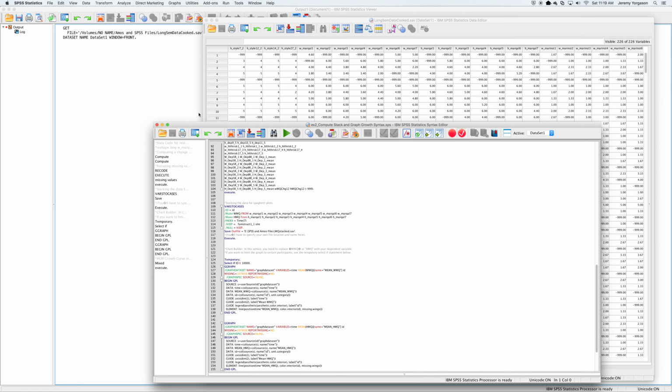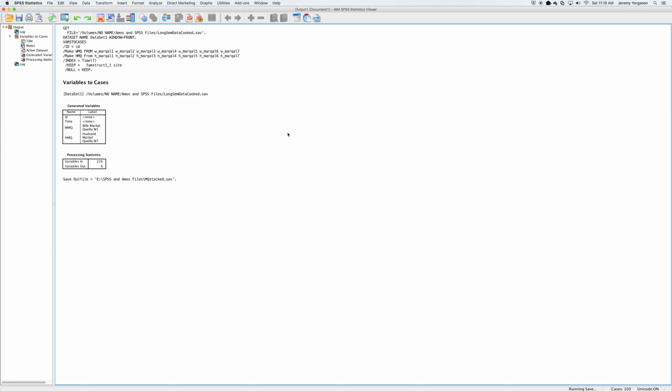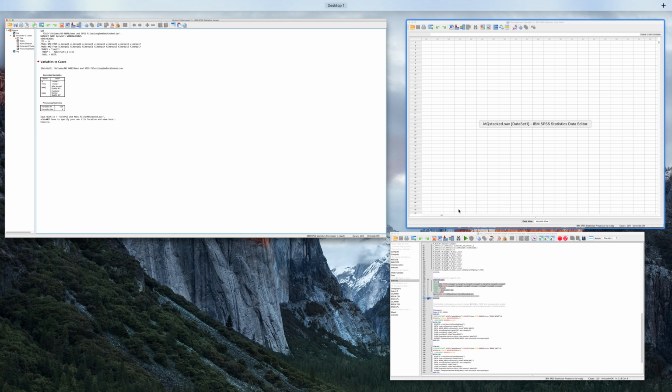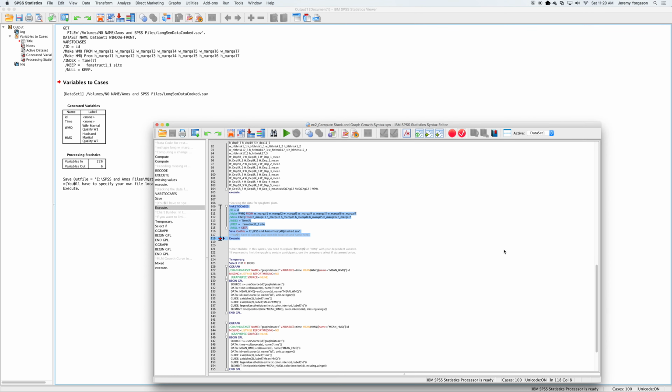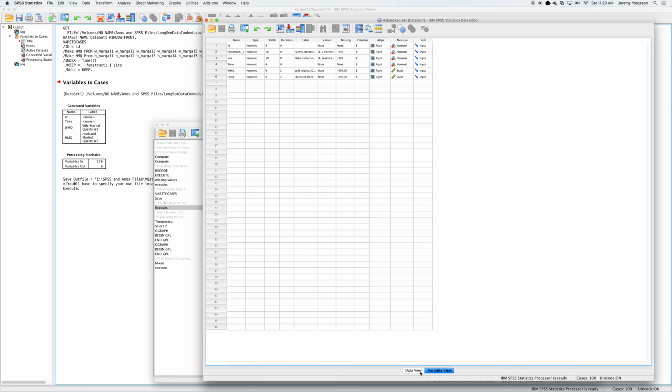We do that in SPSS by using the VARSTOCASES syntax. In this syntax, you'll have to specify your own file location for this to be saved. You'll run that and then check the output to make sure that there are no errors. Once you see that there are no errors, you can come back to the syntax, actually take a look at the data file and make sure that it actually worked.